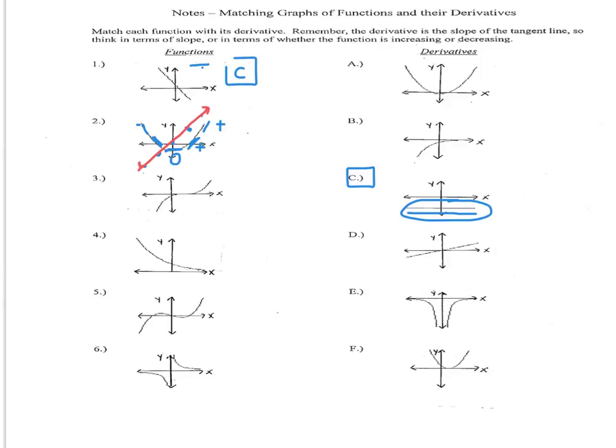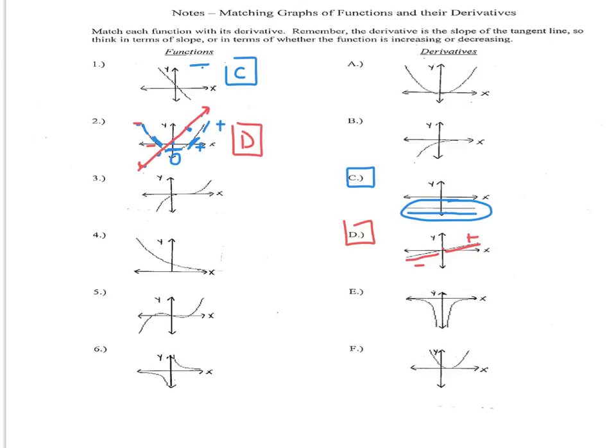So number 2 is a match with D. To take a look at D right here, it shows that the slope is negative, goes to 0, and then is positive over there. So negative slope, 0, and became positive. The derivative of a parabola, you're going to find, is always going to be a linear equation.